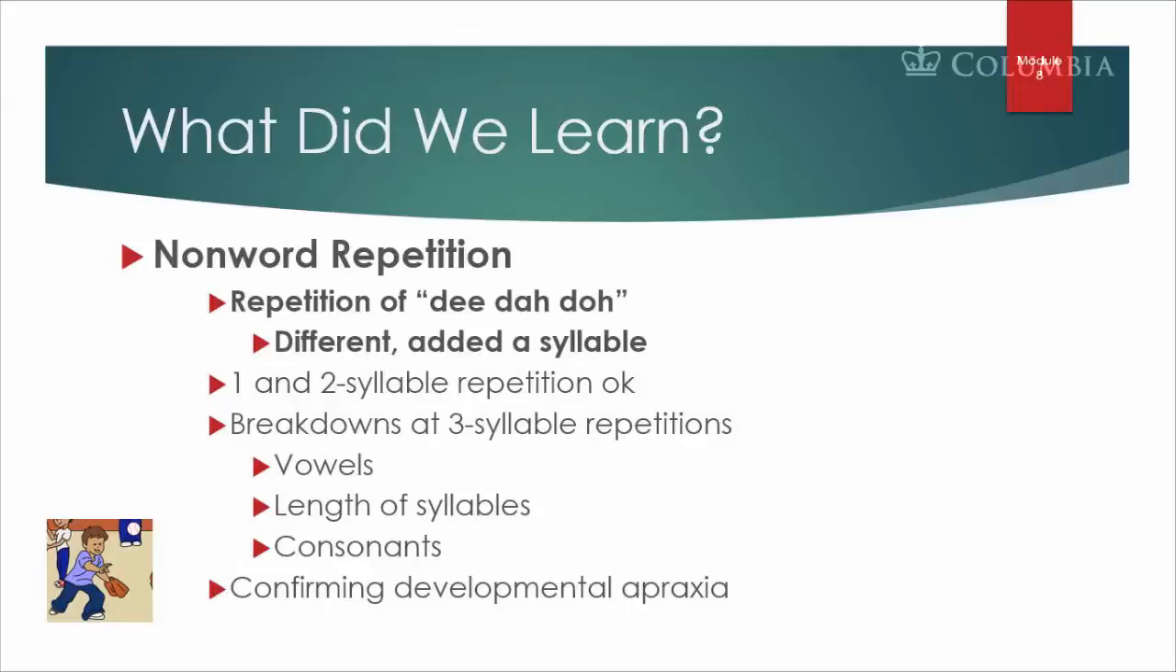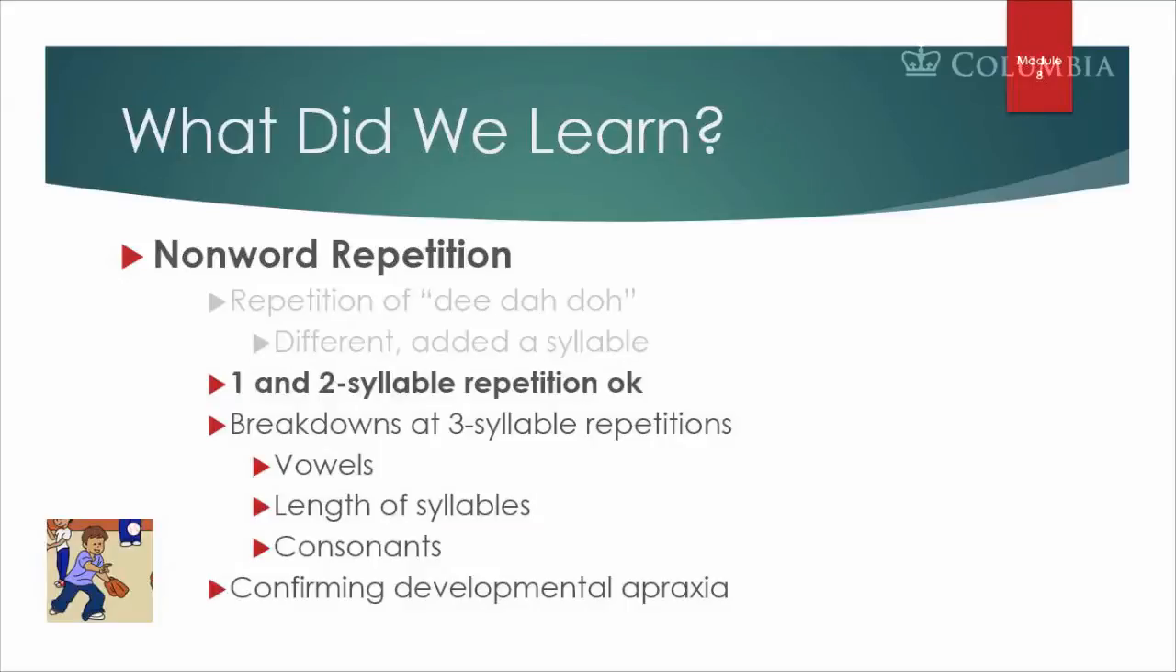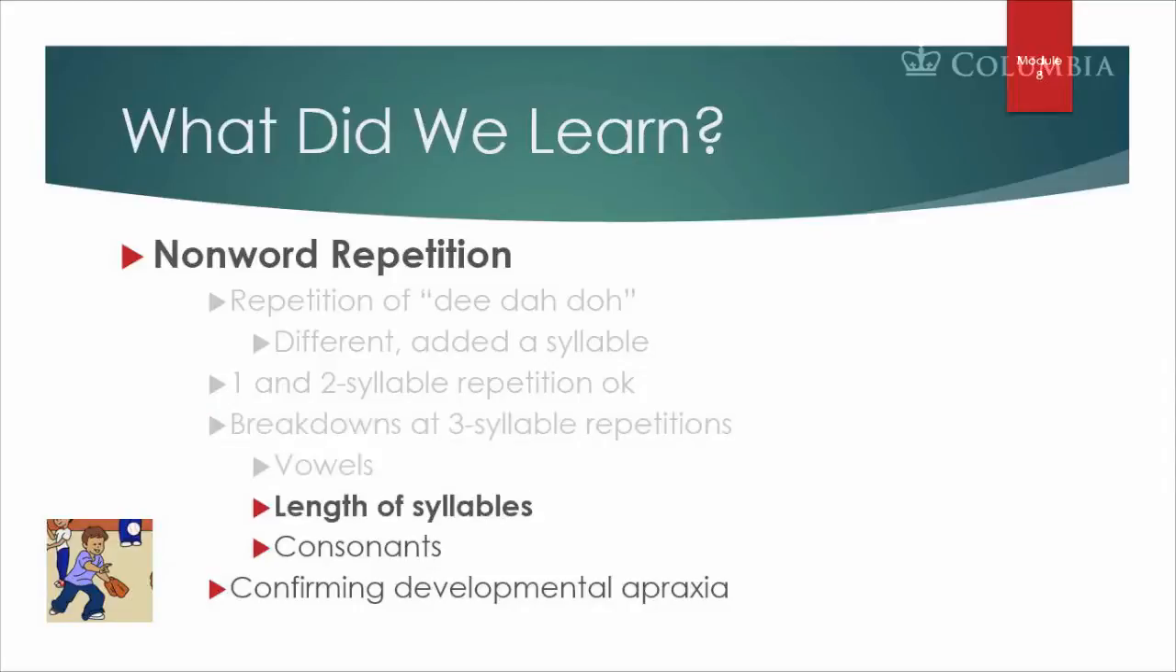Now we are starting to see more of the typical productions in a child with developmental apraxia. Some one syllable and two syllable repetitions were okay. Once we got to three syllable repetitions, they began to break down. Generally, we wouldn't mind the breaking down with a 2-year, 10-month old, but what stands out is how they break down. The vowels are varied, the length of the syllables is varied, and the consonants are also varied. All of this starts to confirm our suspicions that Alex has developmental apraxia.